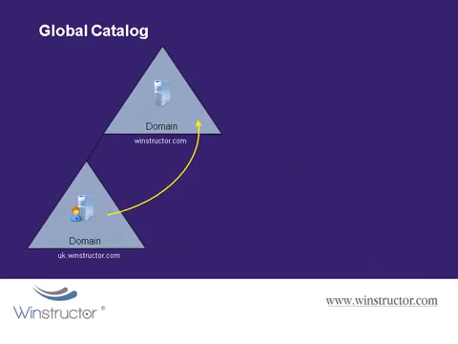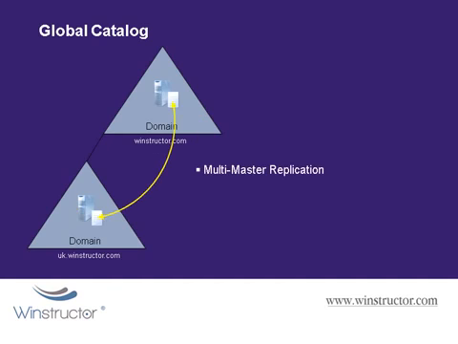Now, when users do need to locate objects that exist outside of their domain or in a different tree in the forest, they use something called the Global Catalog service. The Global Catalog is simply a central repository of information about objects within a tree or forest. By default, the Global Catalog is created on the first domain controller in the first domain in the forest, although it's a role that we can move to another server if we like.